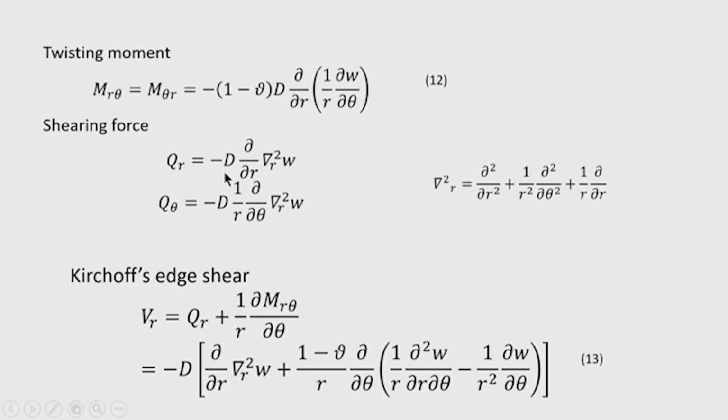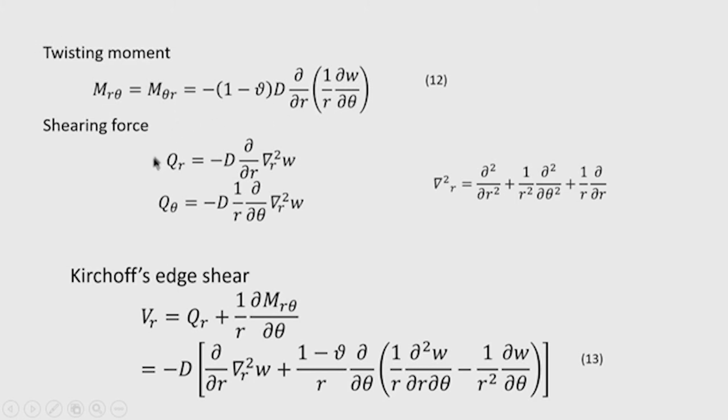Okay. So, the twisting moment M r theta is also written as minus (1 minus mu) into D, where D is the flexural rigidity of the plate, which is the same quantity as we found in the rectangular plate. D has no relation with the change of coordinate system. It is multiplied by the partial derivative with respect to r of the function 1 by r del w by del theta.